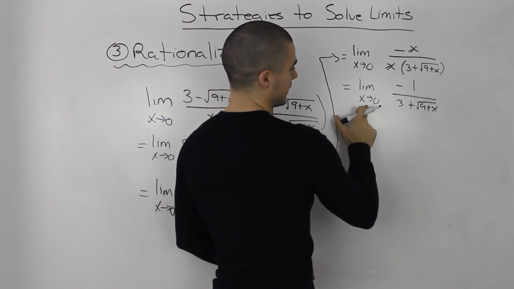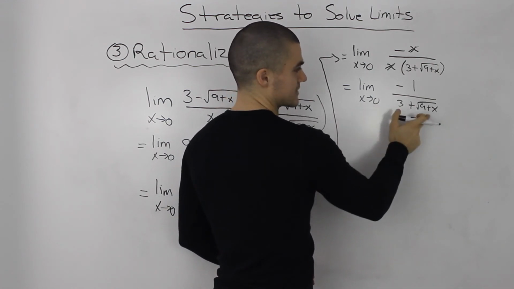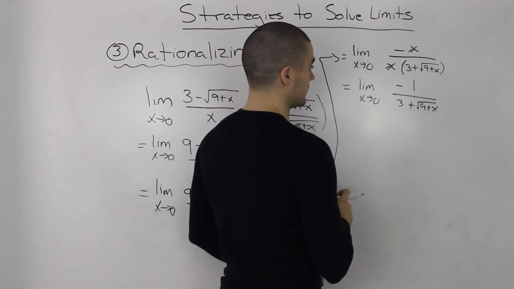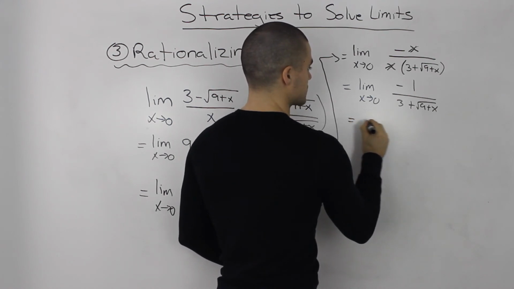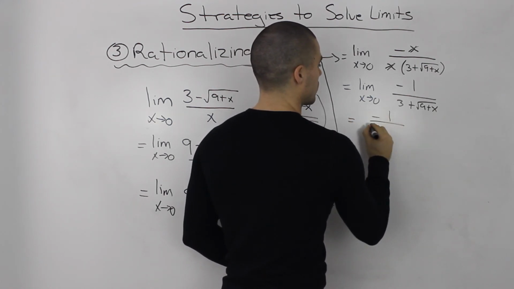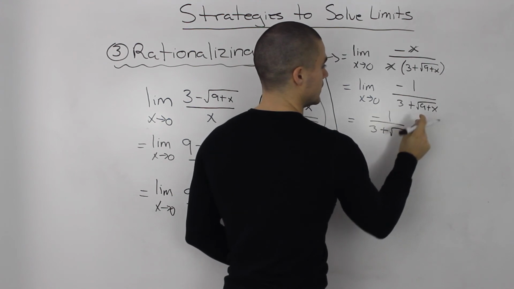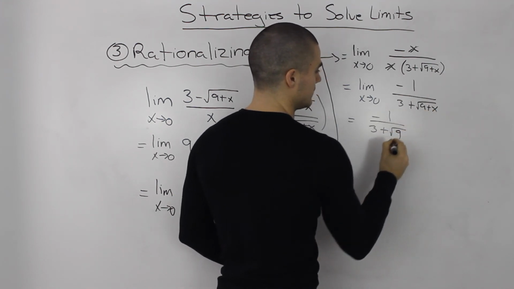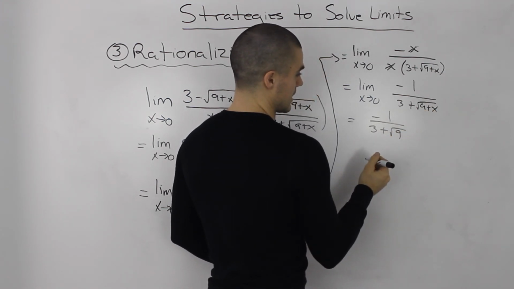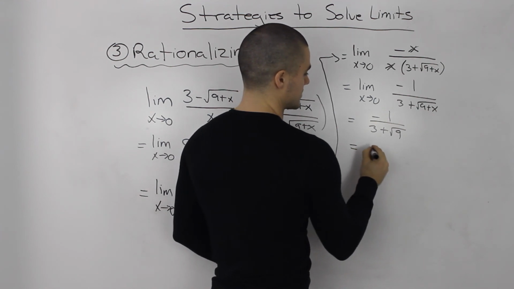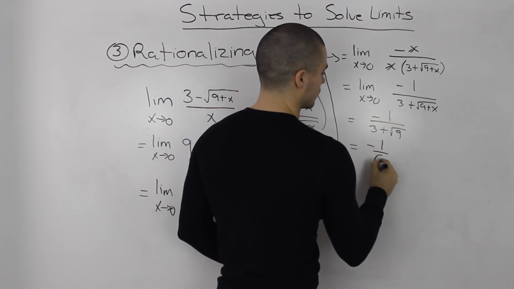And now we can plug in a value for x in the denominator, and it won't equal 0, so we'll have negative 1 over 3 plus root 9 plus 0, which is just 9. The root of 9 is 3, so the answer will end up being negative 1 over 6.